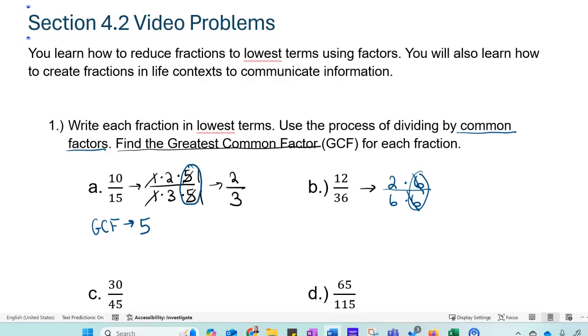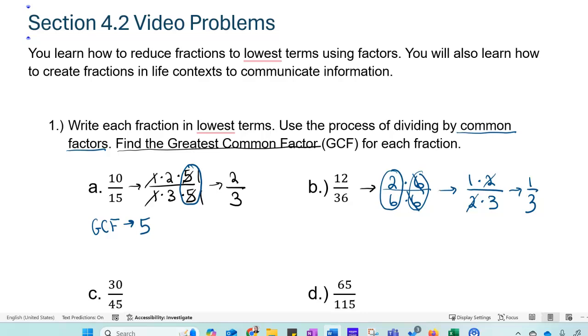But then, is there another common factor? Well, I see that 2 goes into 2 and 2 goes into 6. 2 times 3, right? So that was my factored form for 6. And now the 2's go away. So I'm left with 1/3. So that took me 2 steps.